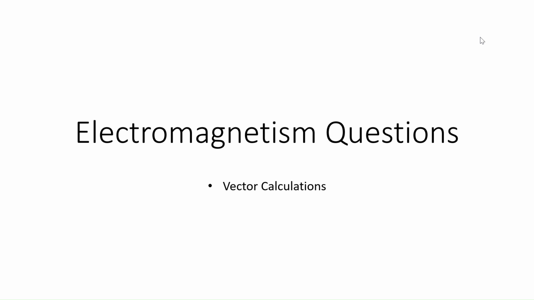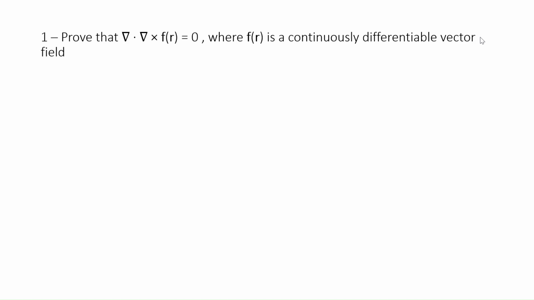So let's get started. Our first question asks us to prove that del dot del cross fr equals 0, where fr is a continuously differentiable vector field. The first thing I like to do is to write out what everything in the equation actually is.